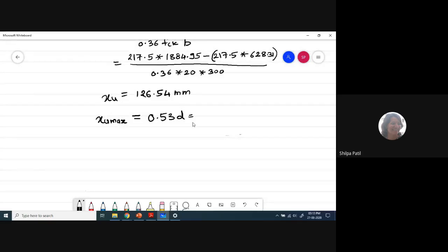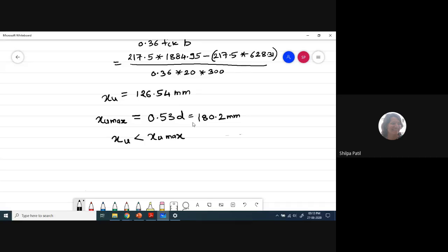So what is XU max? 180.2 mm. So from here, we can find out XU is coming less than XU max. So whatever XU value we have calculated, as it is, we can use for further calculations. Now the next step, we have to check whether our initial assumption is correct or not.